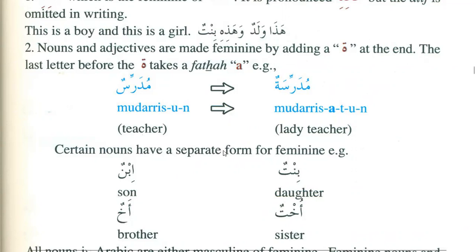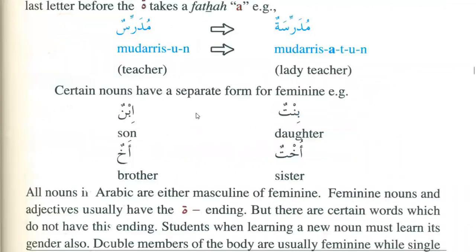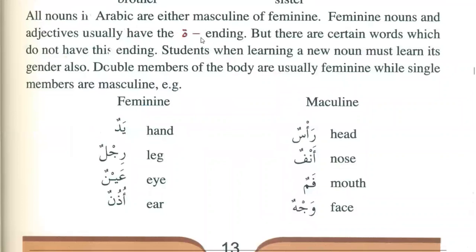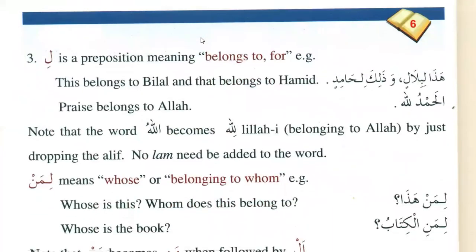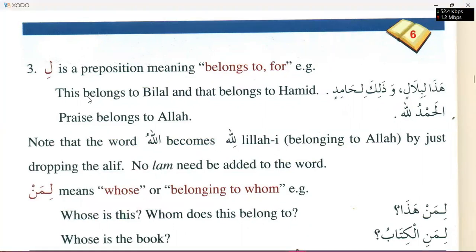Now you have different body parts. The names of which body parts are considered masculine, and which are considered feminine? Which parts are in pairs? They are considered feminine, and the single parts are considered masculine. Correct. Can you give me an example? For example, we have two hands, so yadun is feminine. Correct. What about a masculine example? For example, head, nose, mouth. Correct.